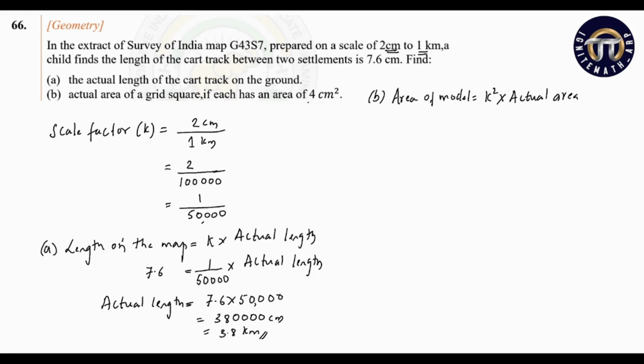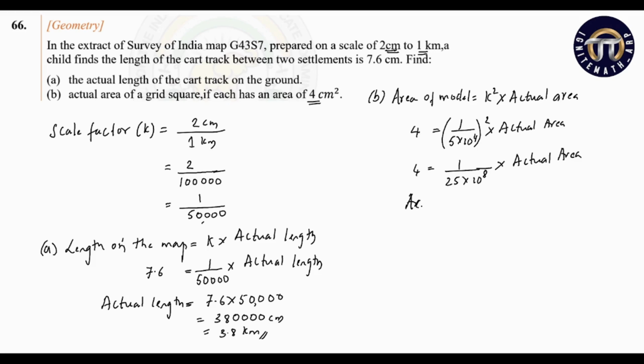Here it is given that the area of the model is 4 centimeters square. So 4 is equal to (1 by 5 into 10 to the power of 4) square into the actual area. I have written 50,000 as 5 into 10 to the power of 4. So this becomes 4 is equal to 1 by 25 into 10 to the power of 8 into the actual area. Okay, so what can I write for the actual area here, children?